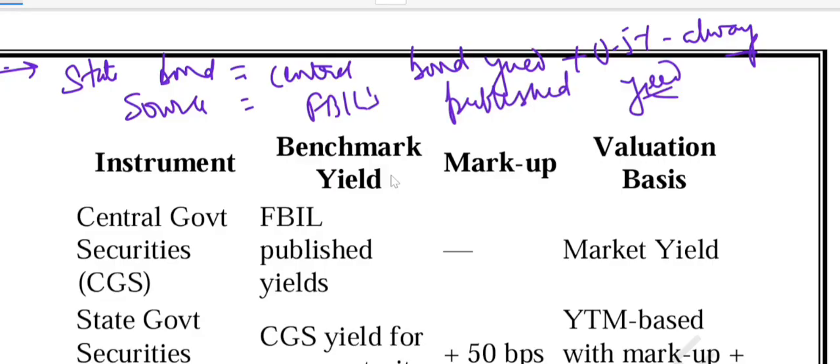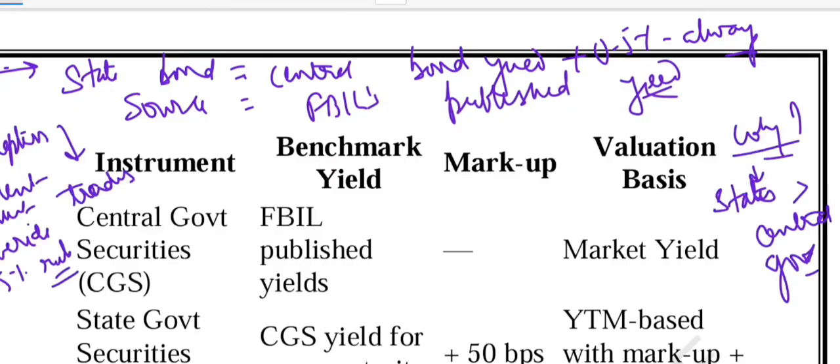That is the exception. And why is it riskier? The reason is that states are riskier than the central government. In terms of risk, state bonds are riskier than the central government. That is the point. Now you know why your debt fund state bond is priced that way.